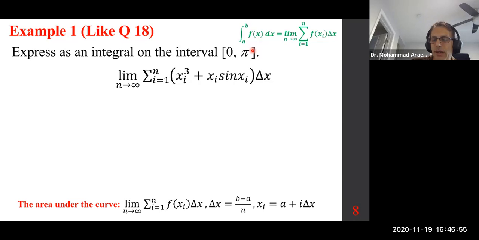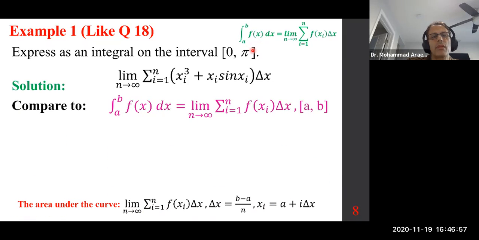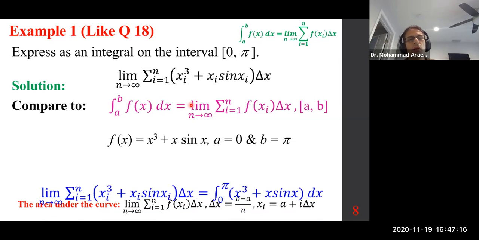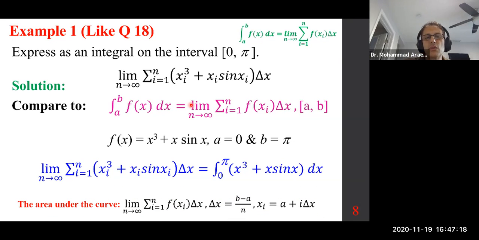So in a matter of comparison, we are comparing these two, and delta x is dx. And so f of x sub I, this is f of x sub I, everybody. So what is f of x? The same thing without an I. And so the integral of 0 to pi x cubed plus x sine x dx.